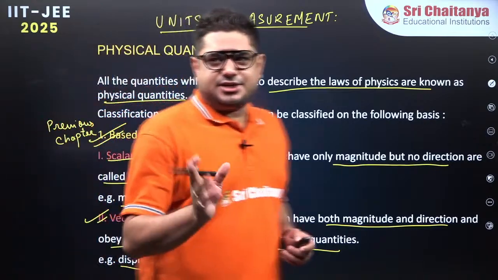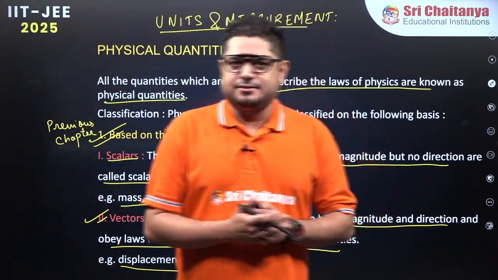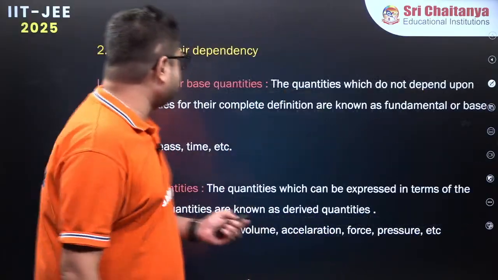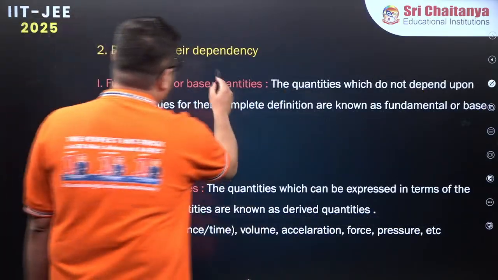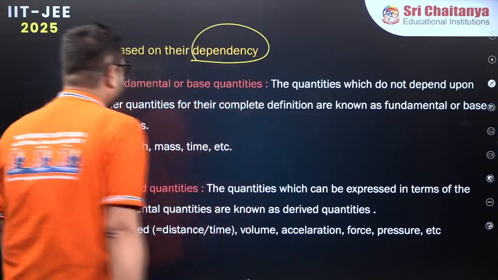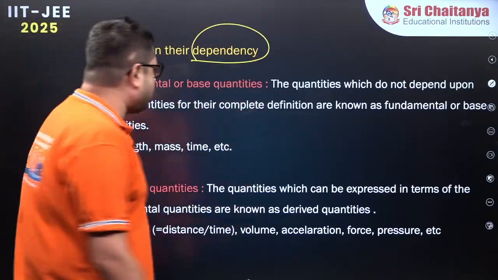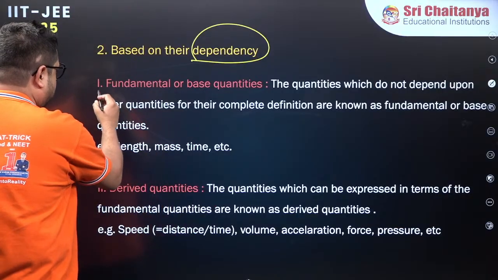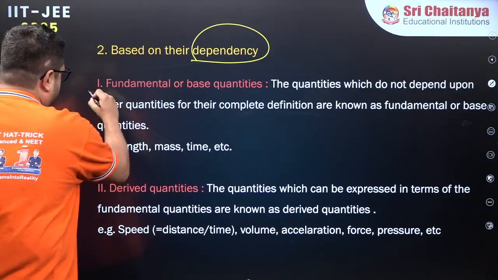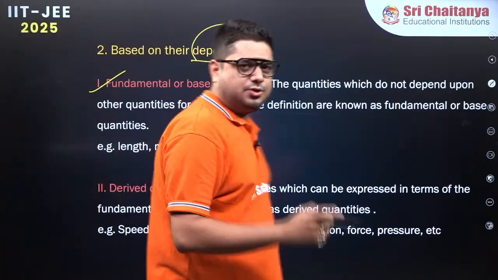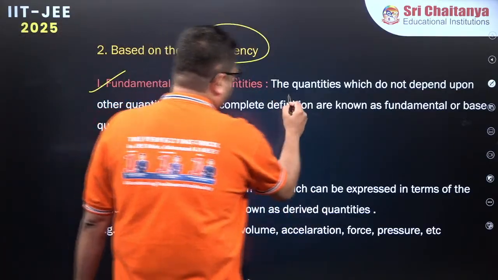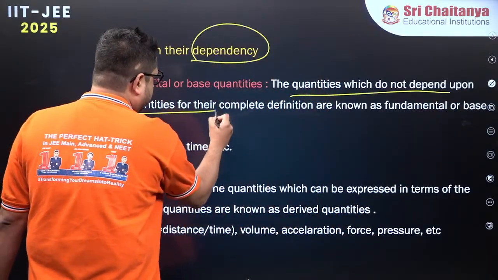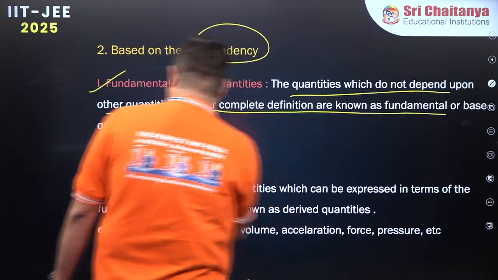Now I mentioned that there is another aspect by which you can classify physical quantities. What is that, everyone? On the basis of their dependency. On the basis of dependency, there are two classifications. One is fundamental or base quantity. You can write it down: those quantities which do not depend upon other quantities for their complete definition are known as fundamental or base quantities.